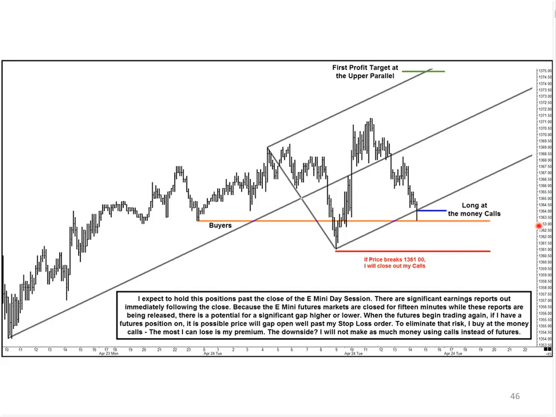So I don't want a futures position here. Just don't. So I'm just going to do something simple. I'm going to buy an at-the-money call, period. 1364.